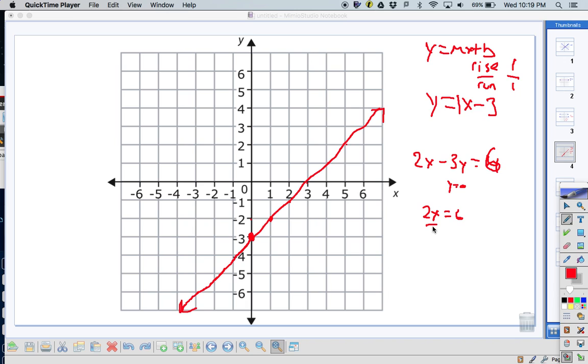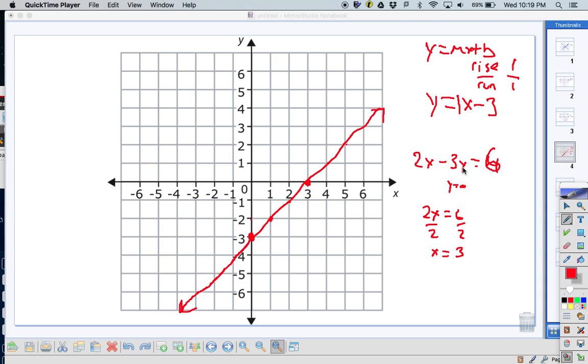I'm going to divide both sides by 2. This is why I changed that to a 6 from a 4. 2 divided by 2 is 1, so I get x. 6 over 2 is 3. So in this case, the x-intercept is 3. So I go find 3 on the x-axis, and I put a dot. That was kind of nice.